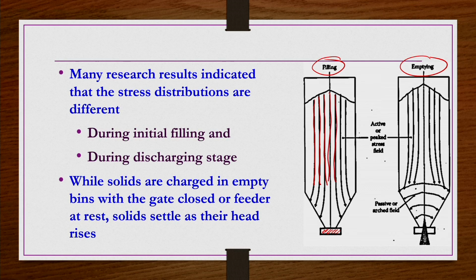Almost vertical lines you can see here, because the solids contract vertically at least up to this point, and after this point also it is, if not exactly vertical, almost vertical contraction of the solids. So, the pressure will also be in a similar pattern. Whatever the stress distributions are in these conditions, they are known as the active or peaked stress field.